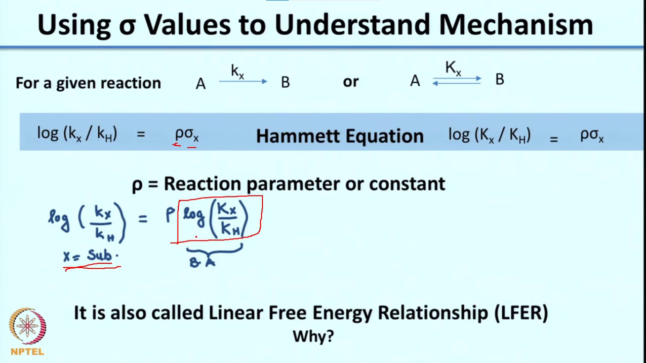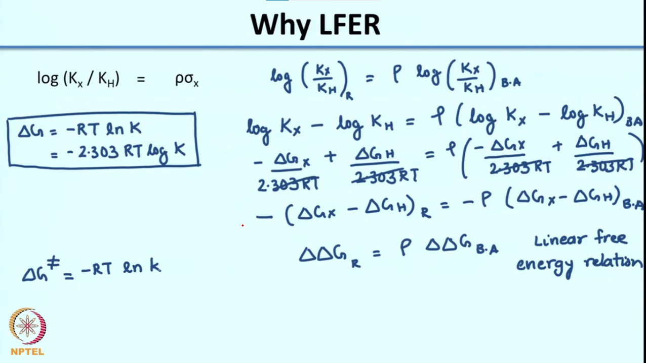This equation is also called a linear free energy relationship. We will see it here in detail. Why is it called a linear free energy relationship? Here you can see we have our Hammett equation, log kx by kh equal to rho sigma x, and we also know that delta G is equal to minus RT ln K, natural log K. We can write this in another form, minus 2.303 RT log K. Now we will substitute the value of K in our reaction, and first we can write this equation in a different form, simple mathematics only.